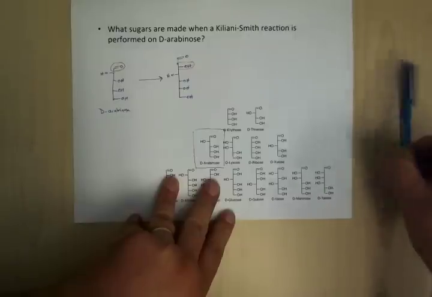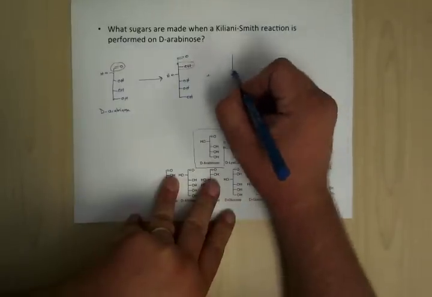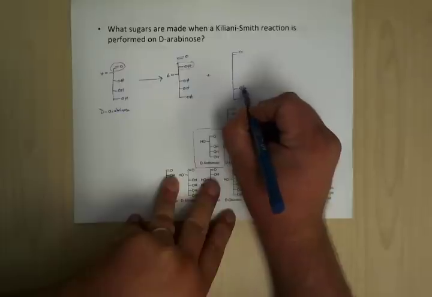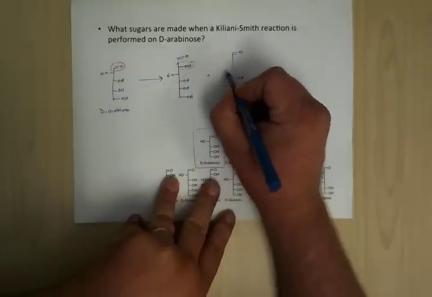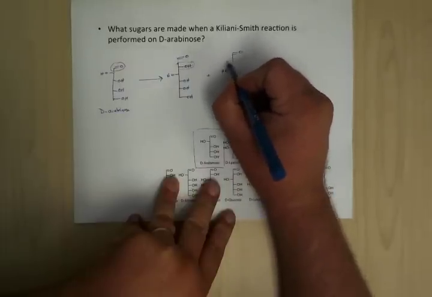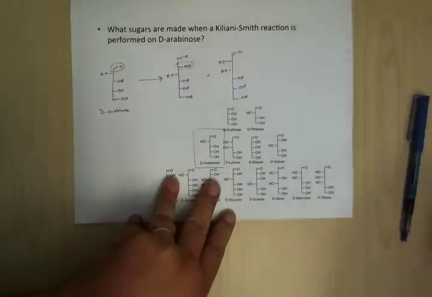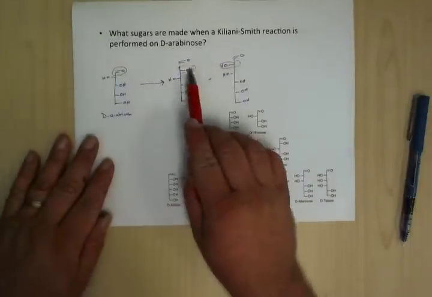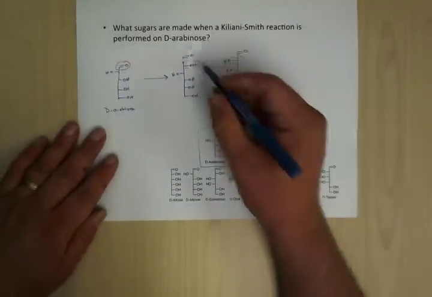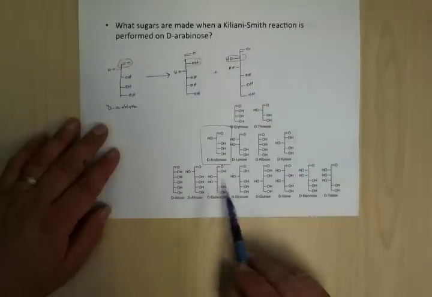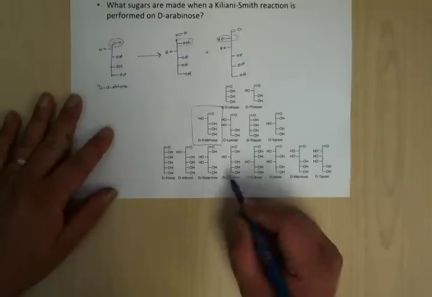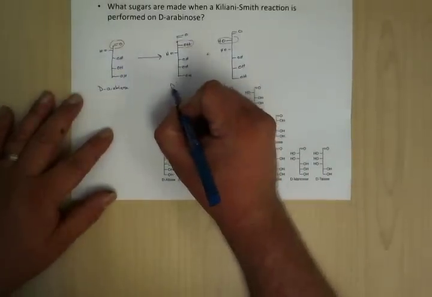Half the time it's going to be here. The other half of the time it's going to be the other way. Okay, so we're going to make these two sugars. These are the same carbons. So I'll give you this chart down here, and this one here is D-glucose.